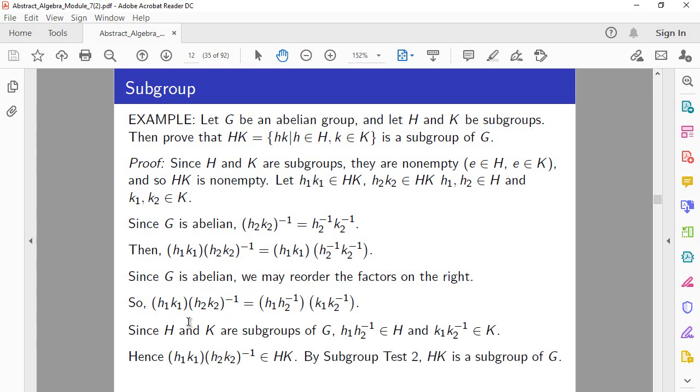So what have we shown? We've shown that if I pick two arbitrary elements of HK, so I picked a equal to h1k1, one element of HK, and b equal to h2k2, another element of HK, then we showed that a b inverse also belongs to HK. So by the subgroup test 2, we see that HK is a subgroup of G.